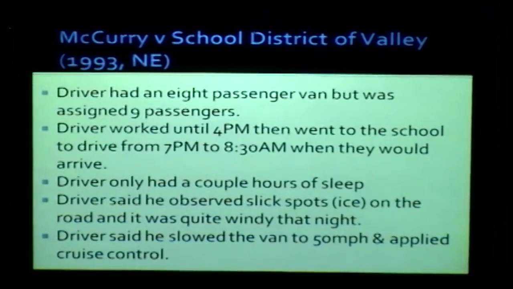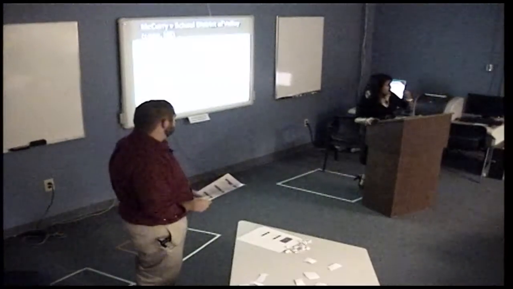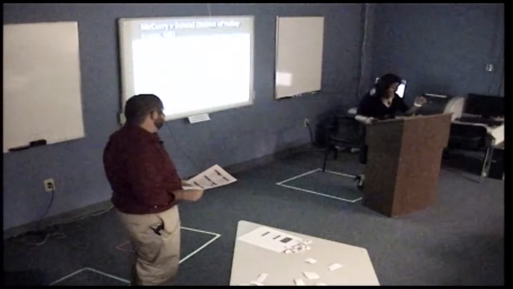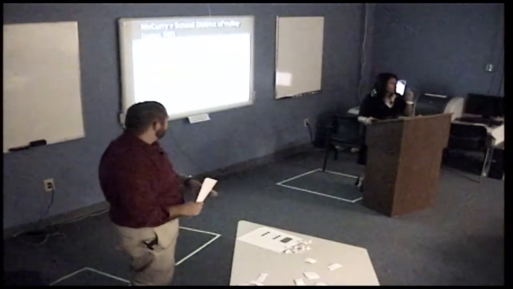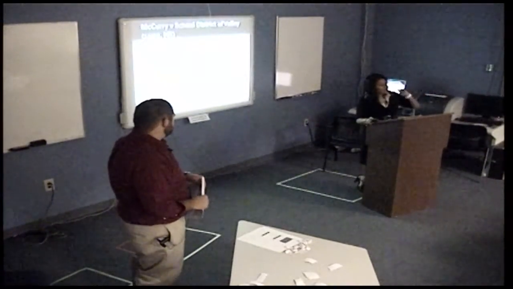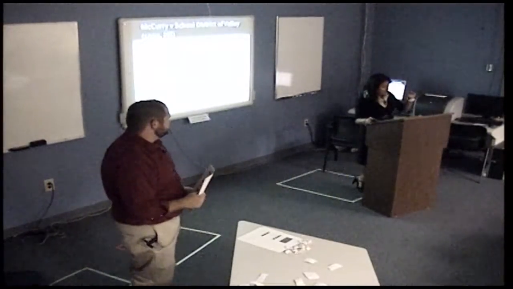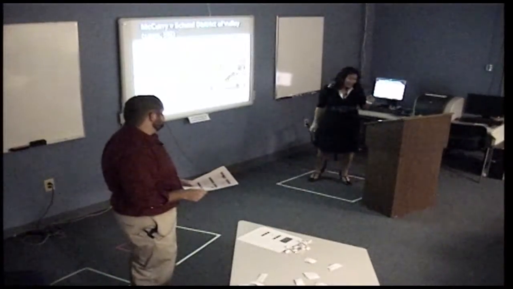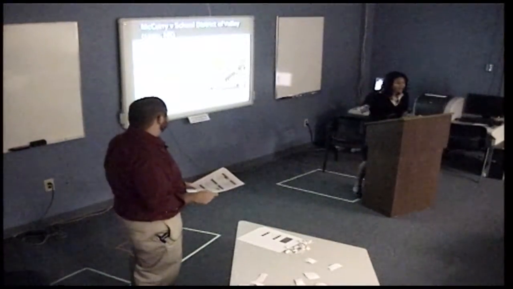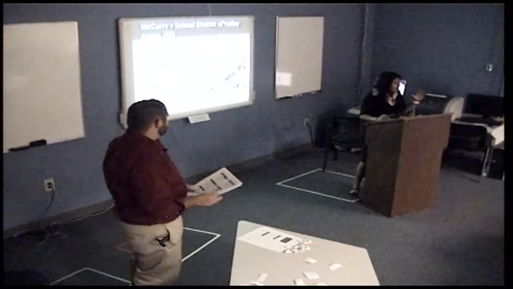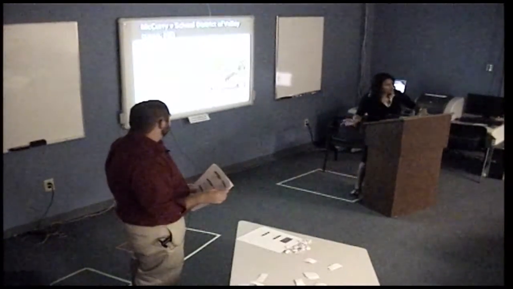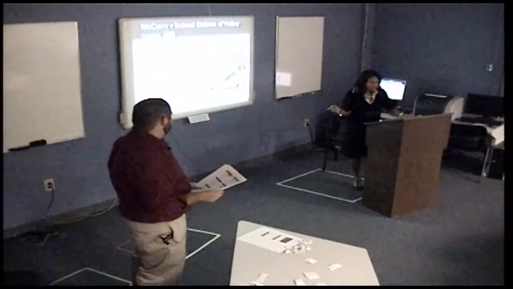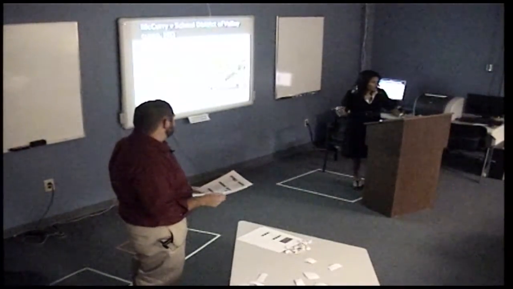During the drive, the driver reported that he saw some slick spots, like some ice, and that it was really windy that night. But he said in order to compensate for that, he dropped the van down to 50 miles an hour, and he applied cruise control to maintain that. However, the van was involved in a single-car accident. The riders, most of them asleep at the time, said it felt like someone had just pushed the van over. The van was flipped on its side, and they evacuated everyone out through a broken windshield.